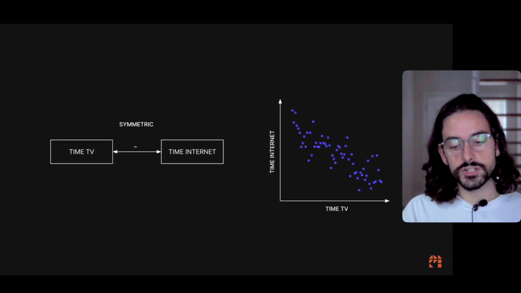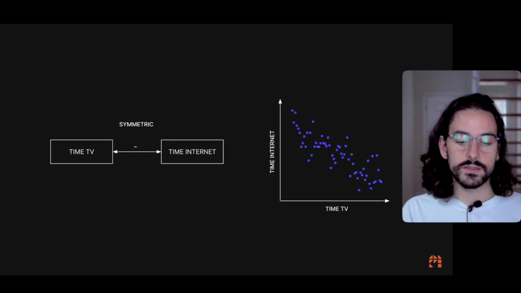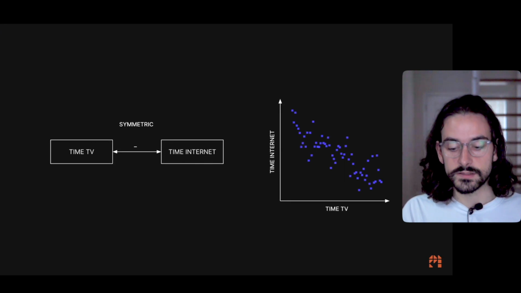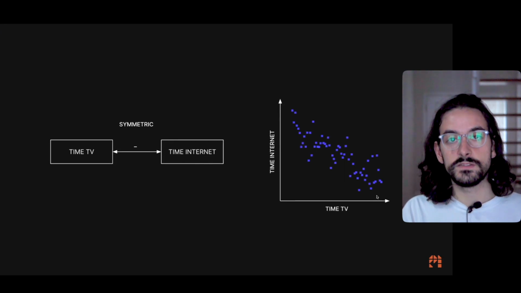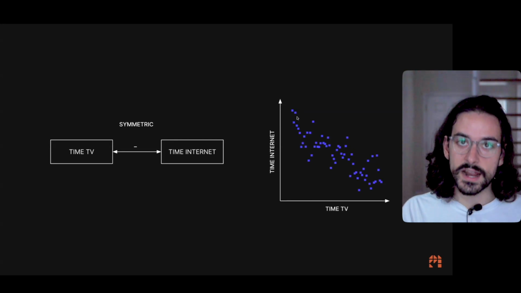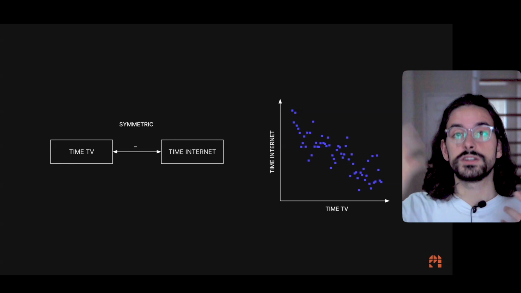So the thing that I want to show you here is that time spent on TV and time spent on the internet should probably look like something like this. The more time you spend on TV, the less time you spend on the internet. And the more time you spend on the internet, the less time you spend on TV, right? Because the new generation is going to the internet and they're watching less and less television.